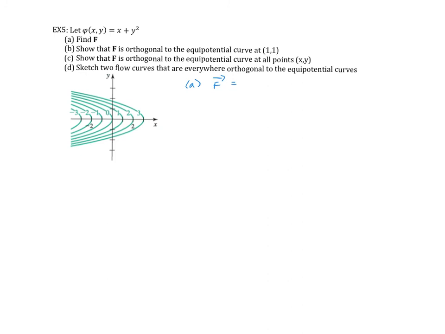F is going to be the gradient vector field. And in this case, it's the partial with respect to X, which would be 1, partial with respect to Y, which is 2Y. Done.